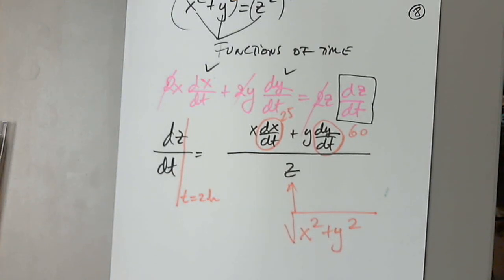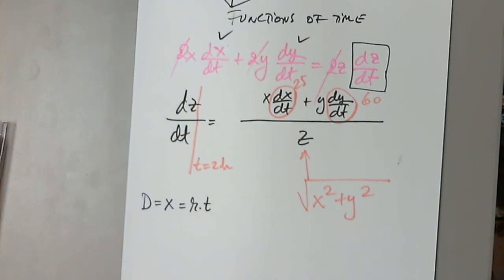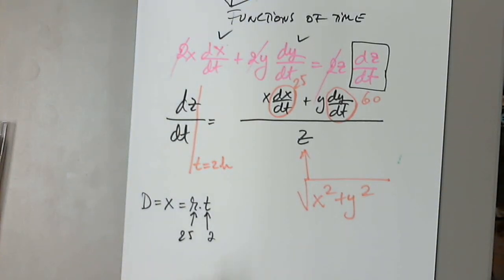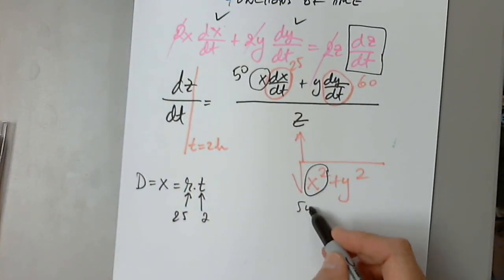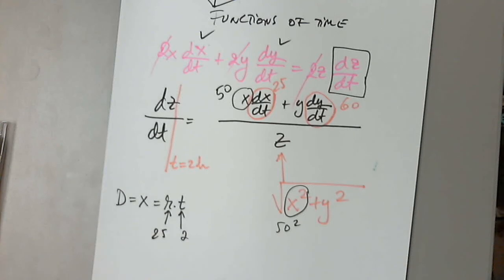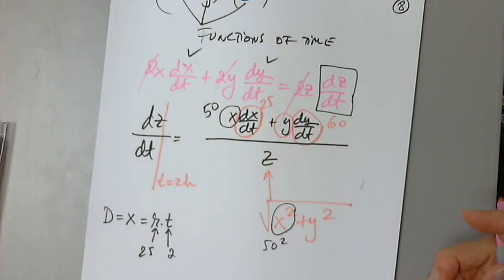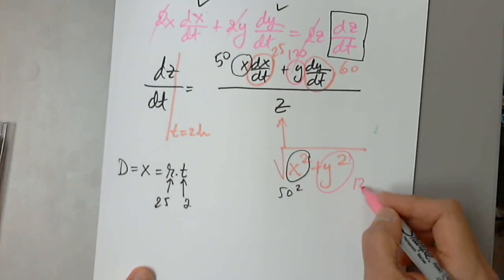So how much is x 2 hours later? 50. Yes. So the distance, which is x, equals rate times time. The rate is given to us as 25. The time is given to us as 2. So therefore, indeed, this number is 50, as well as this number, which is 50 squared. Perfect. Now, the same way we determine y. Can anyone give us y? It will be 60 times 2, which will be 120, and this will be 120 squared.